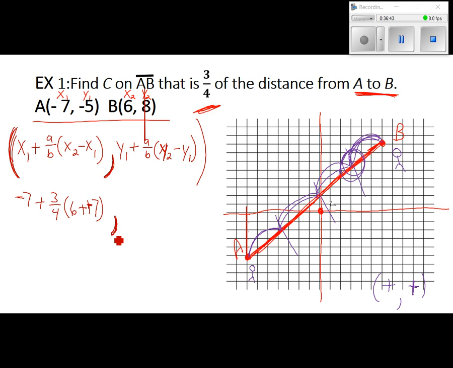What's our y1? -5. Everybody agree with that? Plus, what's our fraction? 3 over 4. What's our y2? Minus -5 again. What's going to happen there again?